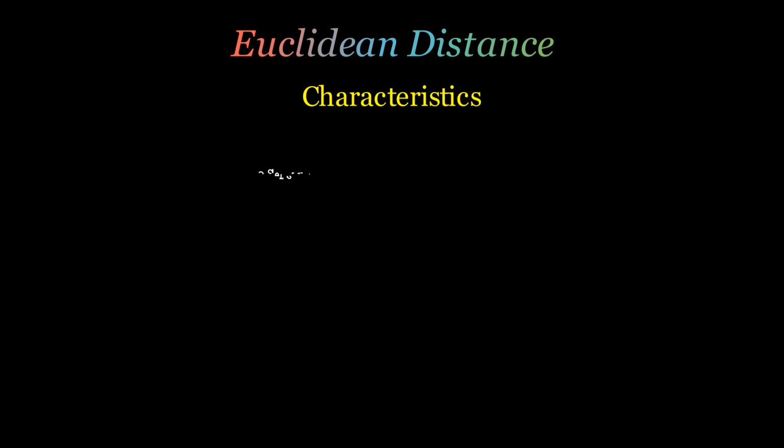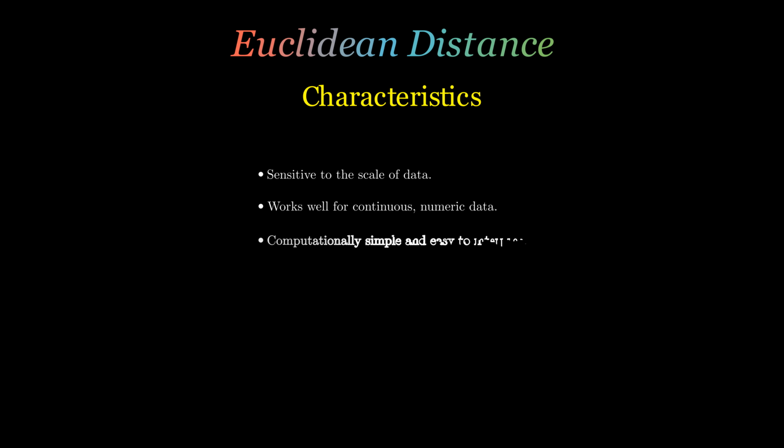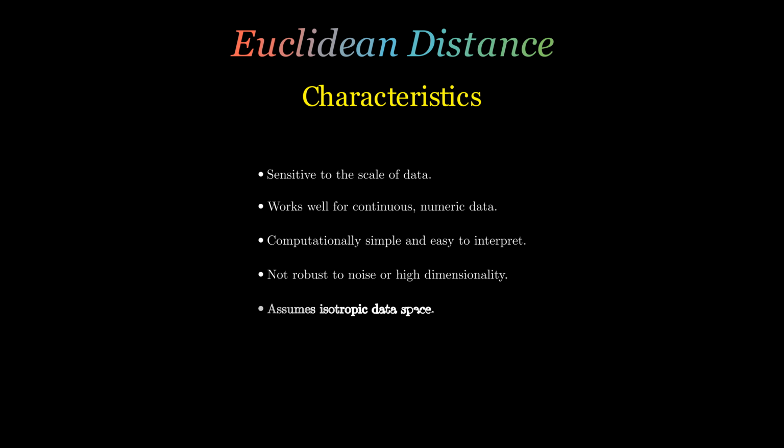Euclidean distance has notable characteristics. It is sensitive to the scale of data, works well for continuous numeric features, and is computationally simple. However, it is not robust to noise or high dimensionality and assumes all directions in data space are equally important.